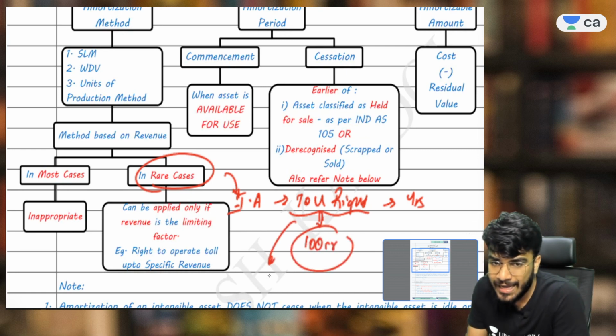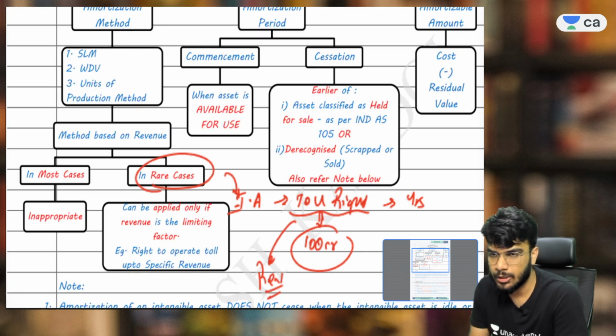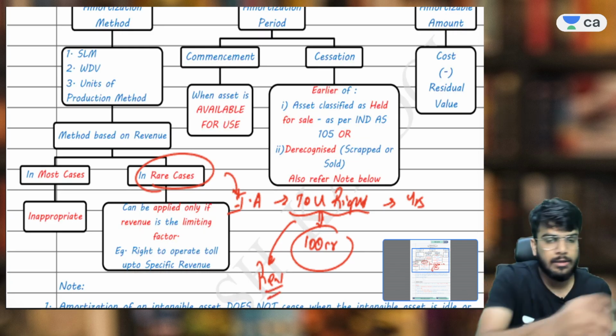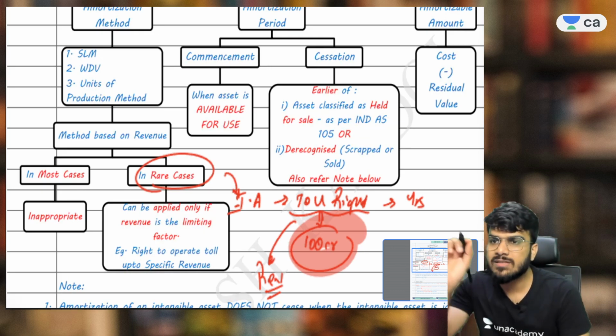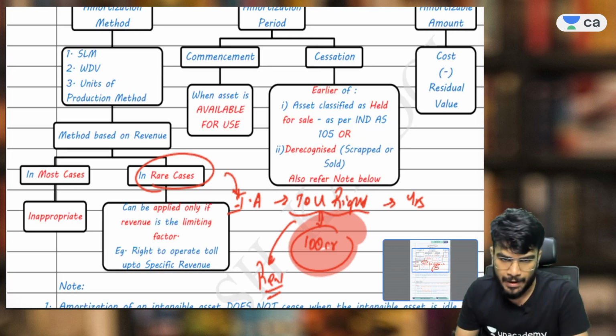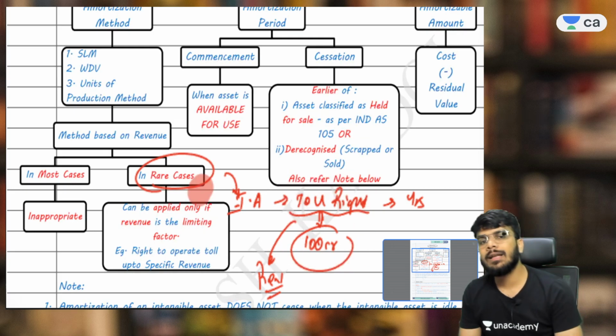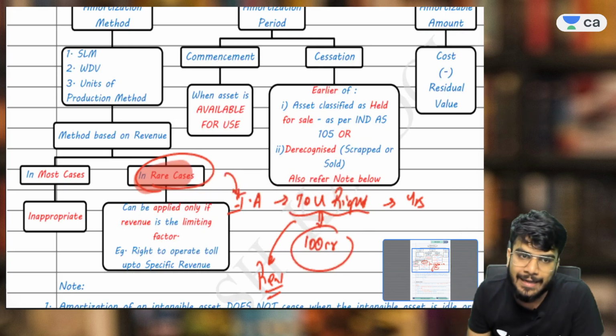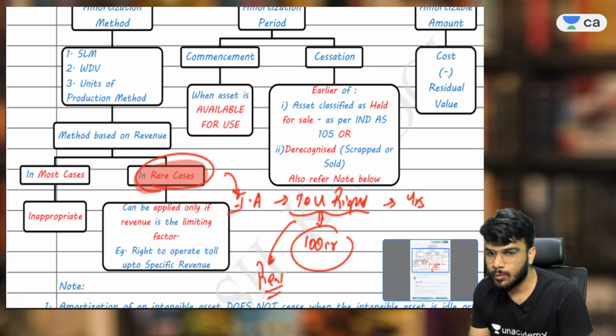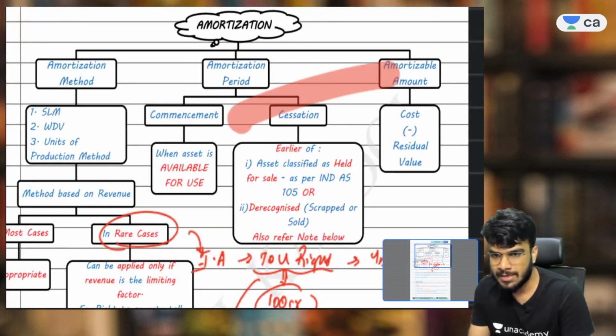That means here the life of the toll is dependent on the revenue. Let's say you are able to collect 20 crores in the first year. So that means 1/5 of your license right has expired, right? So where the life of the intangible is dependent on revenue earned, in that case, amortization based on revenue is appropriate, right? Rest cases are the same as PPE.